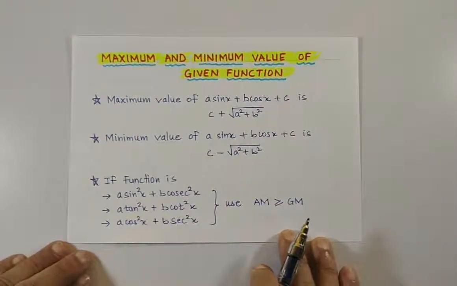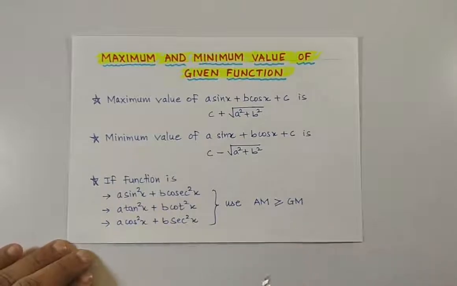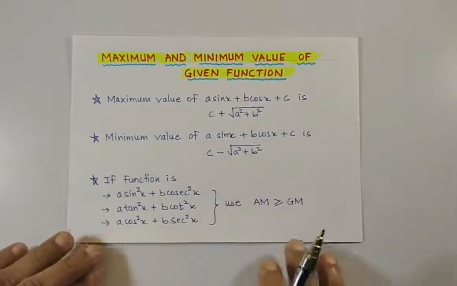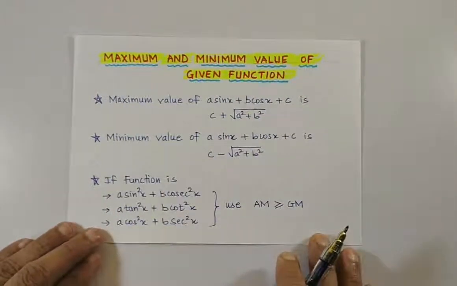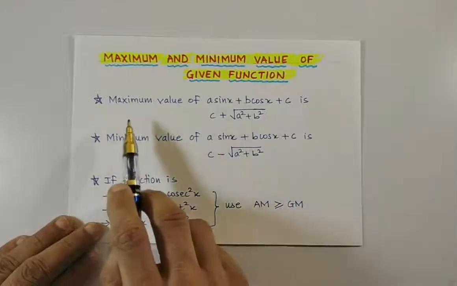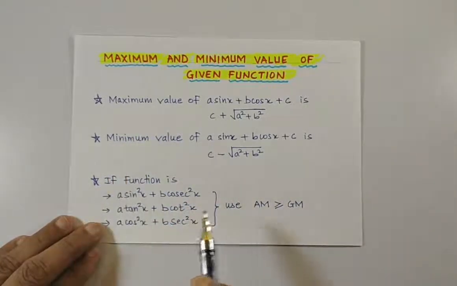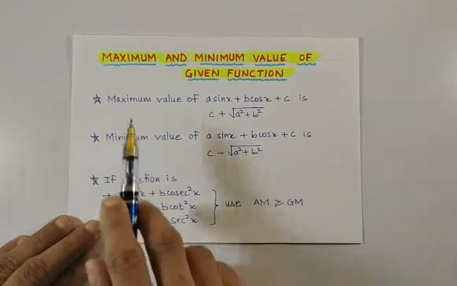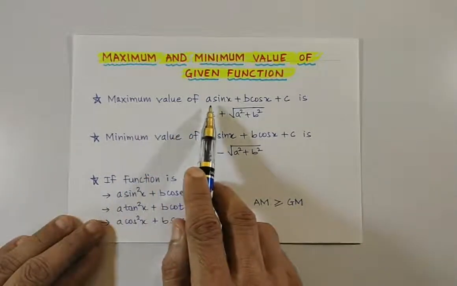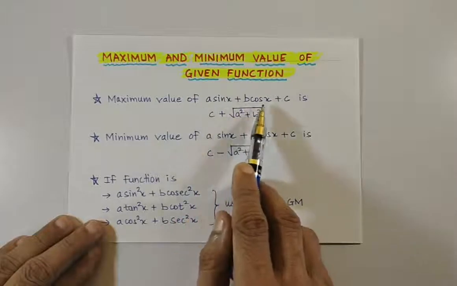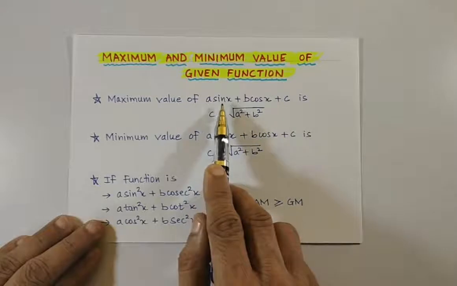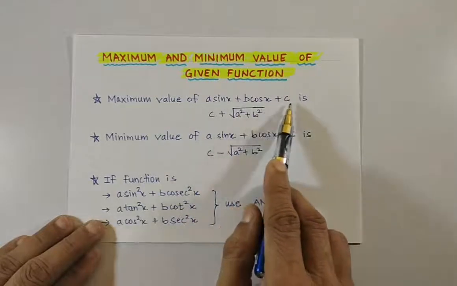Hello students. So today we'll see a few problems on maximum and minimum value of a given function in trigonometry. Here I have written hints which will be very helpful to solve it in one or two steps. Suppose a function is in the form of a sin x plus b cos x plus c.